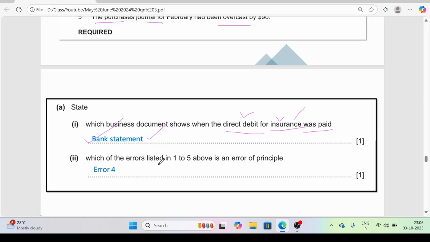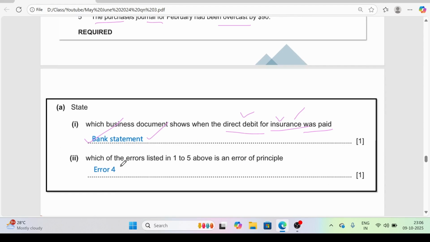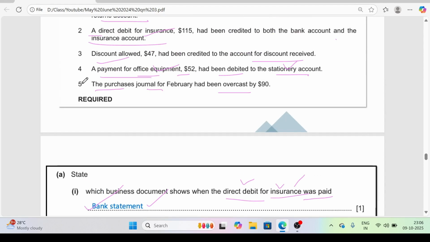Then which of the errors listed in 1 to 5 above is an error of principle? Here, 1 to 5, which is the error of principle? This one: payment of office equipment $52 had been debited to the stationery account. So the error of principle is error 4.